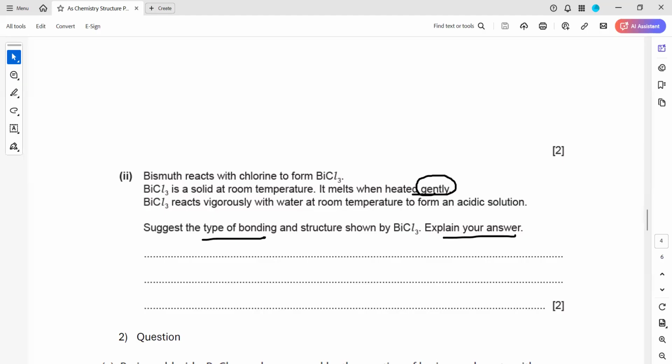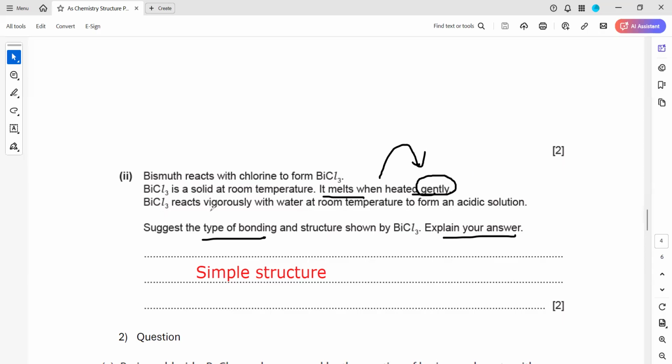So it is solid at room temperature, but what happened? It just breaks down by gentle heating. So what does this give an idea of? It means it has a smaller melting point. So if it has a smaller melting point, what does this give an idea about the structure? It gives an idea that this should be a simple structure. How do we get this idea? It has a simple structure, not a giant, because you see this statement, it melts when heated gently. So we just heat it gently and we observe that it has melted.